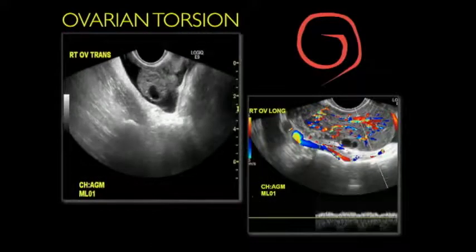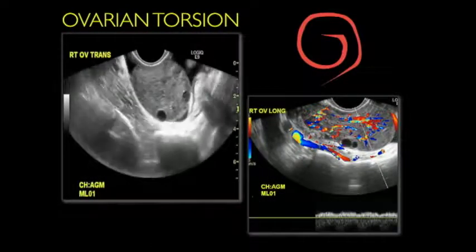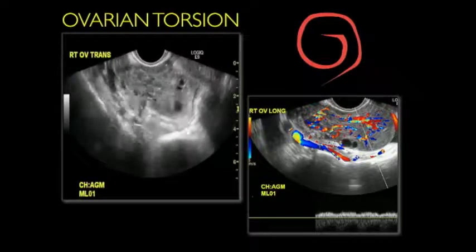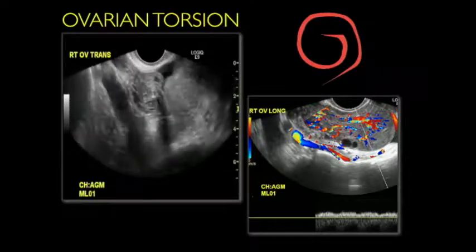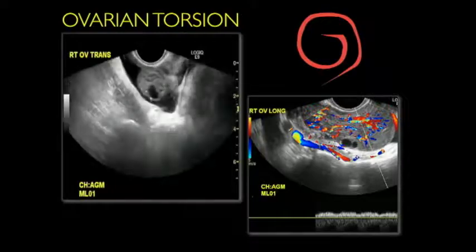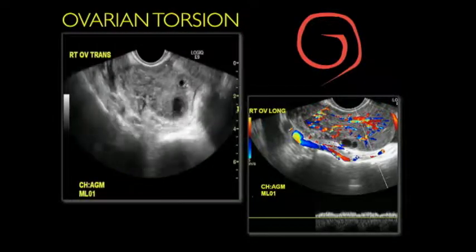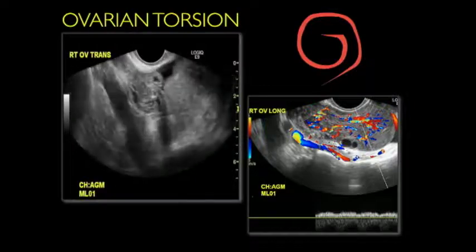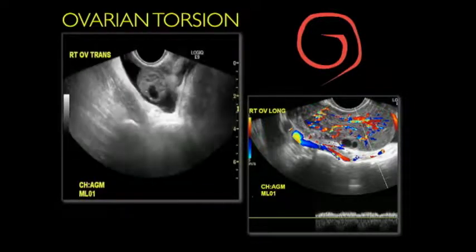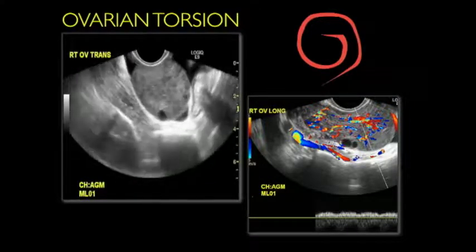So here's a nice example of an ovary that had all those findings. Beautiful edematous ovary with a tiny little hemorrhagic corpus luteum, follicles pushed to the periphery, and a beautiful twisted vascular pedicle sign and free fluid. But look how much nice flow you have in the ovary. It does not mean that this is not torsed.